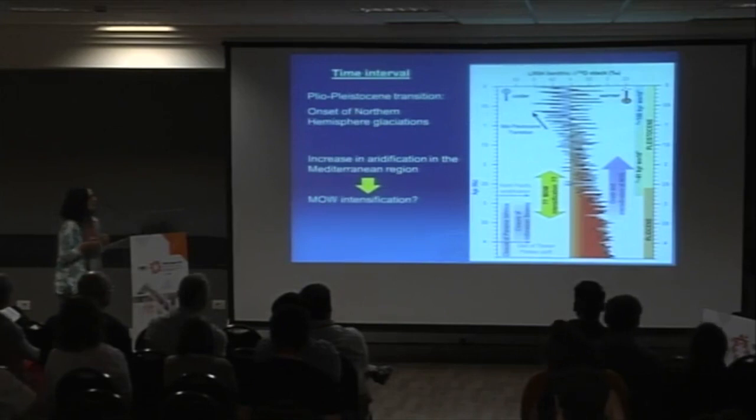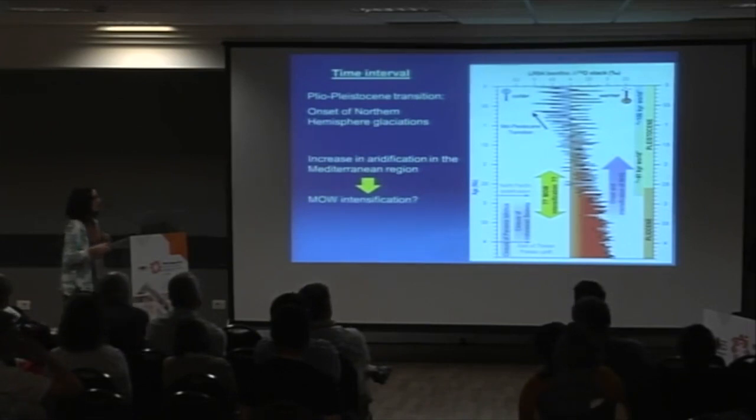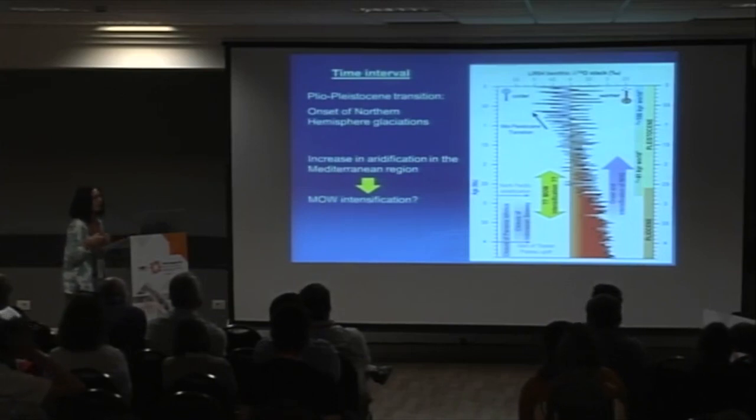Why this time interval? Well, because during this interval we have the intensification of the northern hemisphere glaciations, and also because some studies suggested that, because of the late Pliocene aridification in the Mediterranean region, we can have an intensification in the Mediterranean overflow water. So we wanted to test this hypothesis in the MO path.